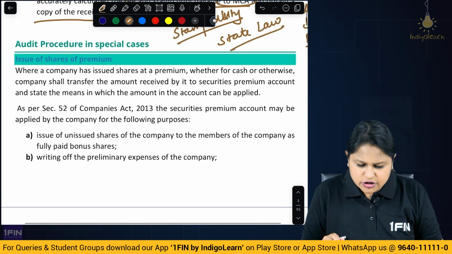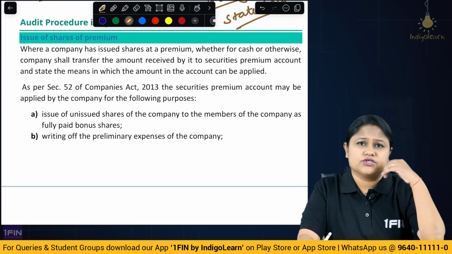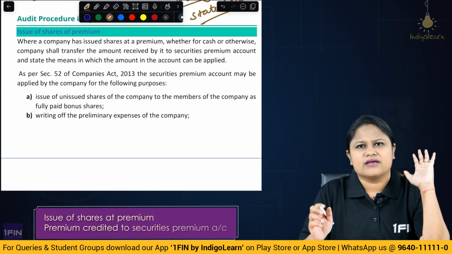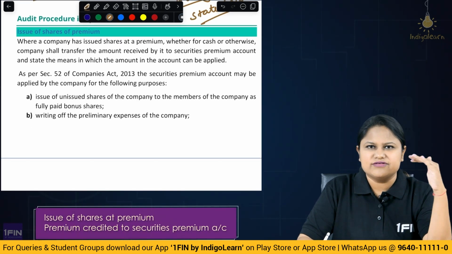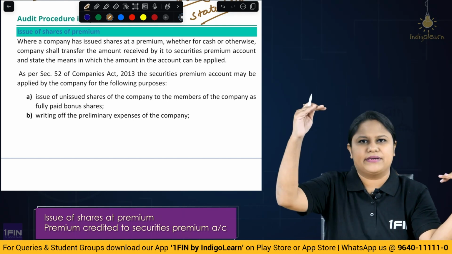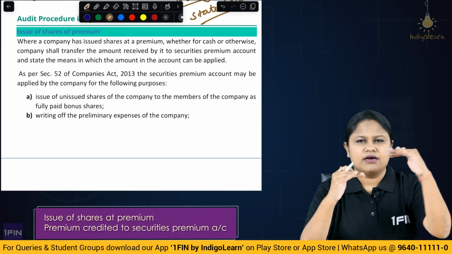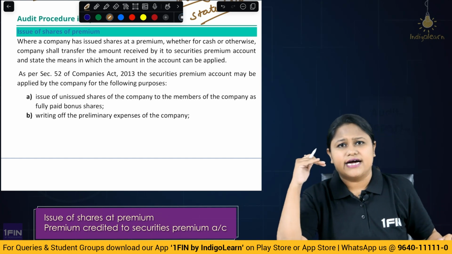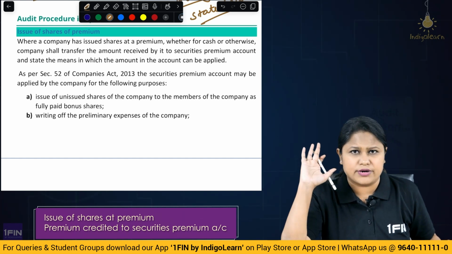Clear? Now we talk about audit procedure in special cases. When you talk about special cases, the first one is issue of shares at a premium. Now, the understanding is we have shares issued at par, shares issued at a discount and shares issued at a premium. A 100 rupee face value share issued at 100 rupees is at par, 100 rupees issued at 80 is at a discount, which is now prohibited, and a 100 rupee share issued at 120, more than the face value, is at a premium. You already know about it.